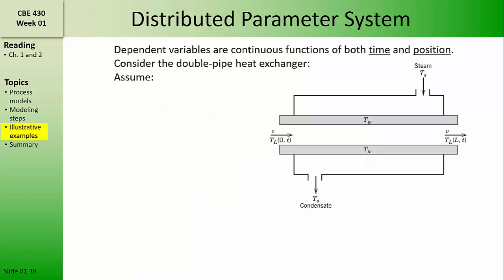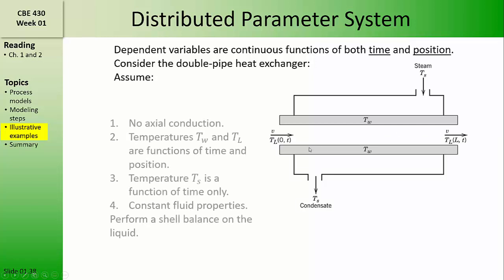Consider this example of a double pipe heat exchanger. An important dependent variable of this model might be the temperature of the liquid flowing through the interior pipe. The temperature of this liquid might be a function of both time and position.